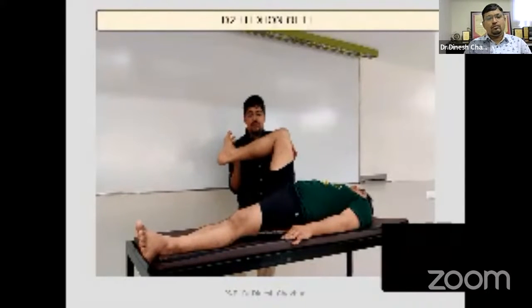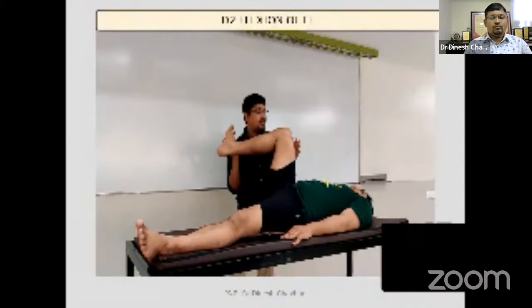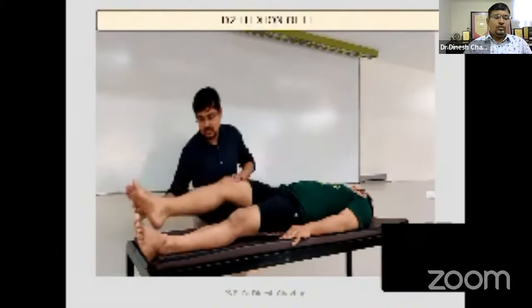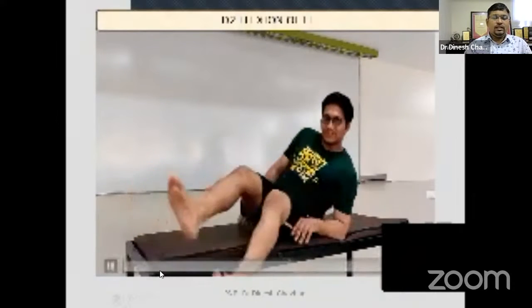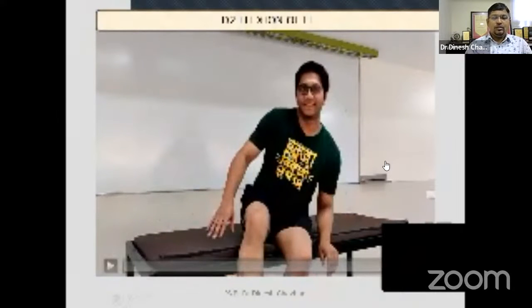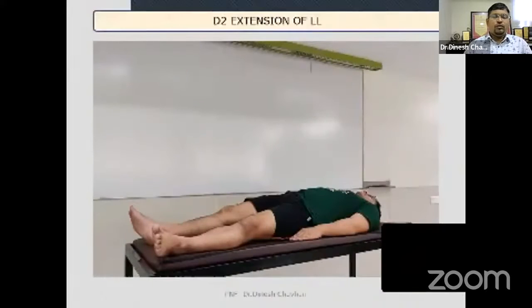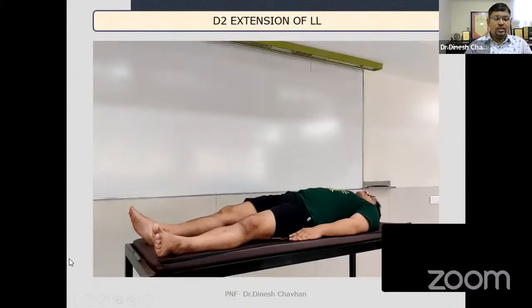This is the ending position. So what is happening here? Flexion, abduction, internal rotation at the hip, knee flexion, dorsiflexion and eversion. So we saw the initial position and the ending position of the D2 flexion. So now we'll see D2 extension. The starting position will be from D2 flexion. So now we'll see how to perform D2 extension.